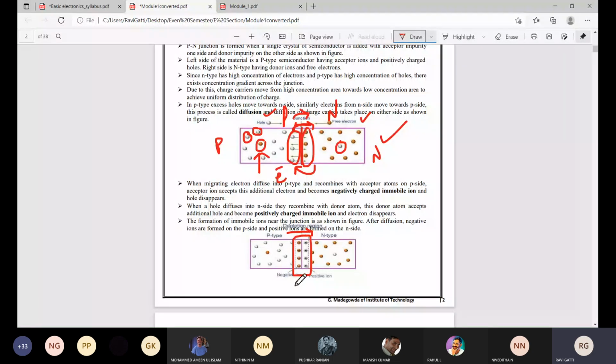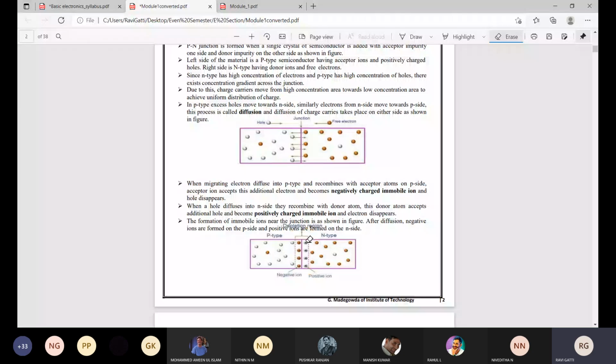Some bond will be created across the junction of this PN junction, and this region we call the depletion region. What do you mean by depletion region? The depletion region is the region where negatively charged immobile ions and positively charged immobile ions are accumulated at the cross section of the p-type and n-type material. That region we call the depletion region.